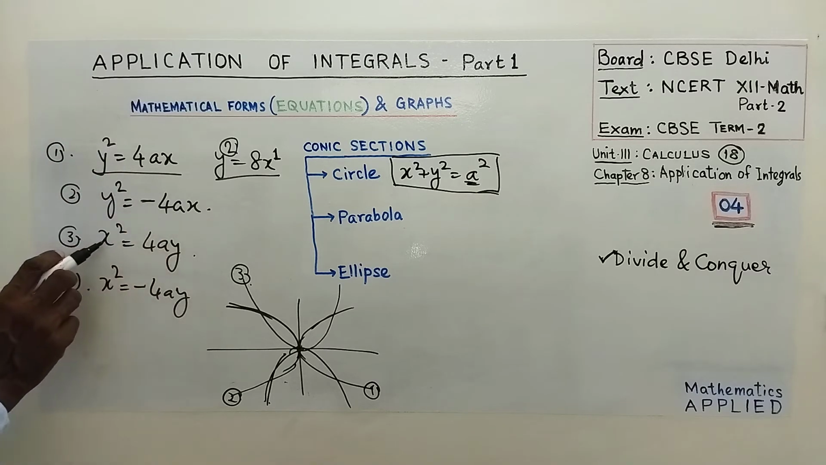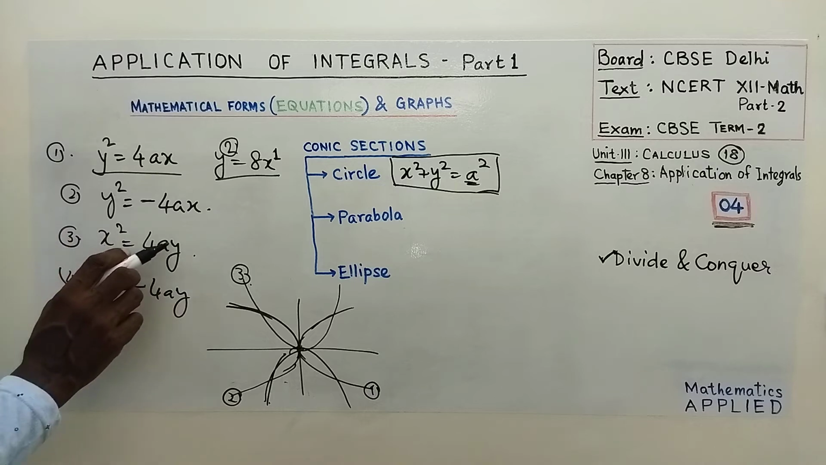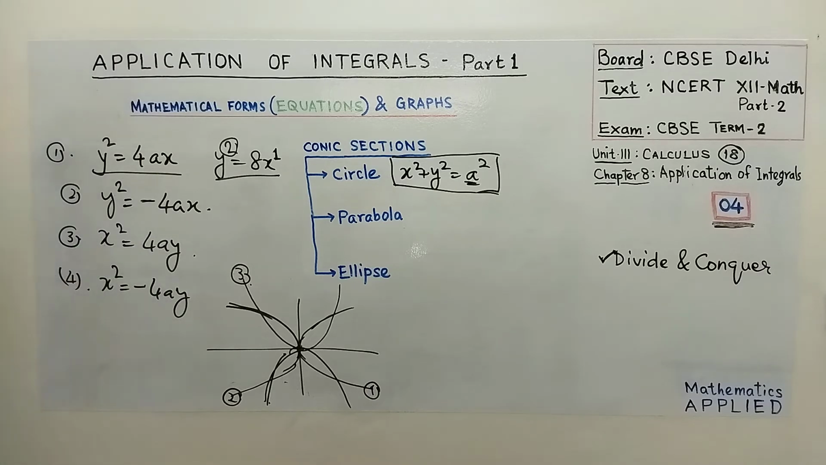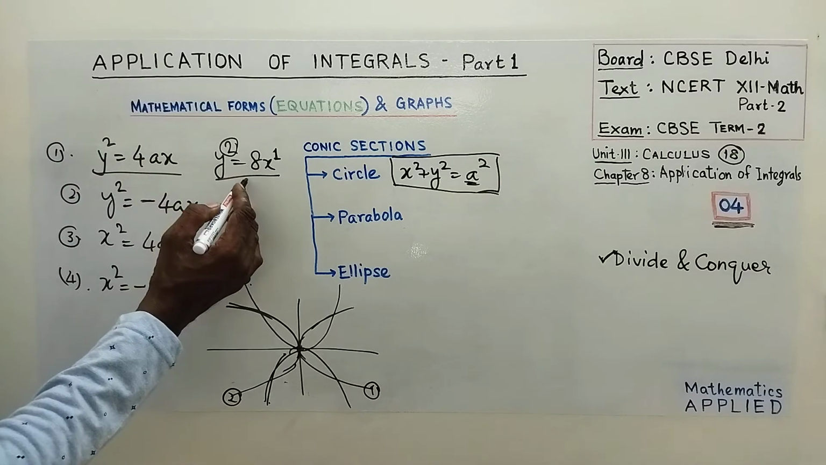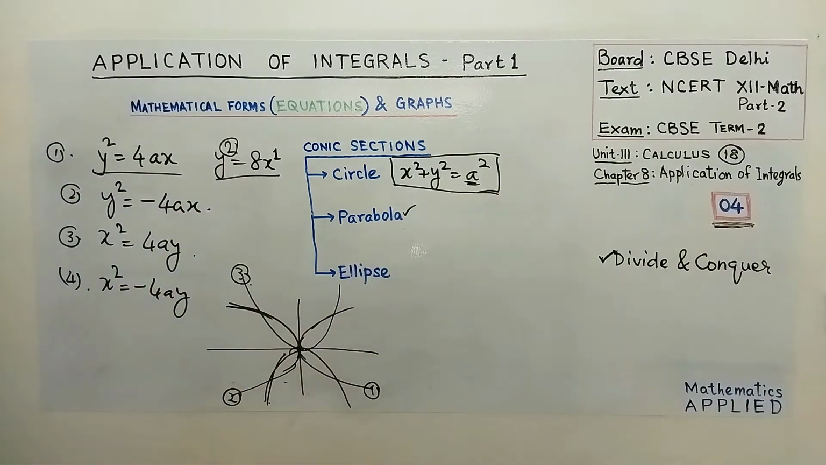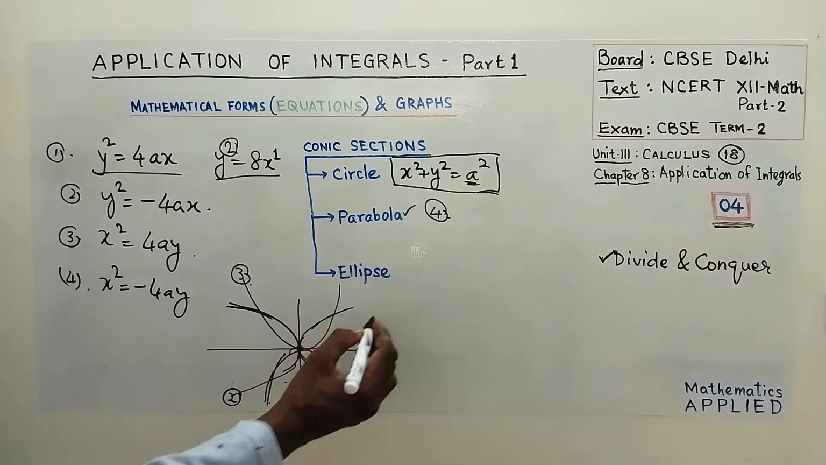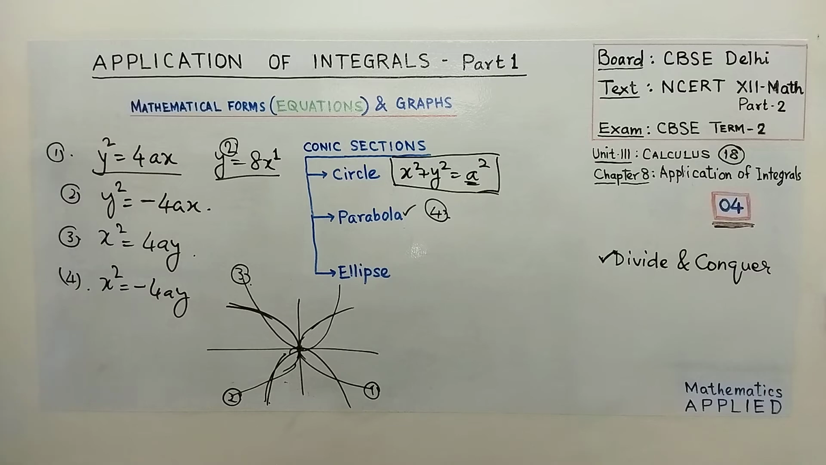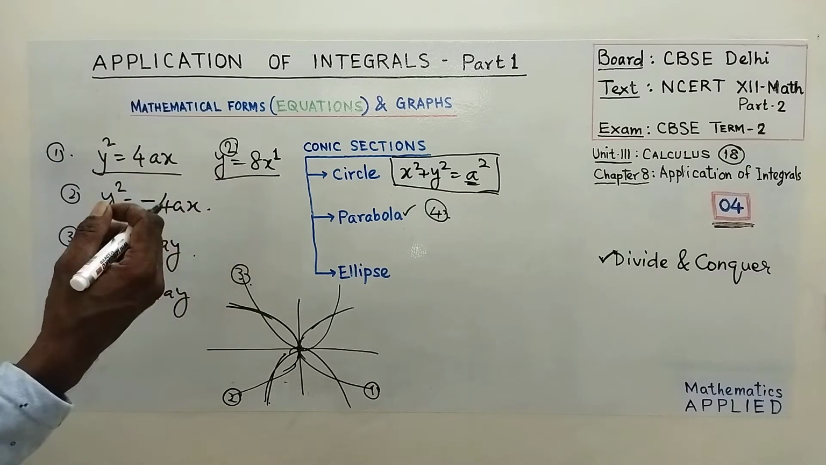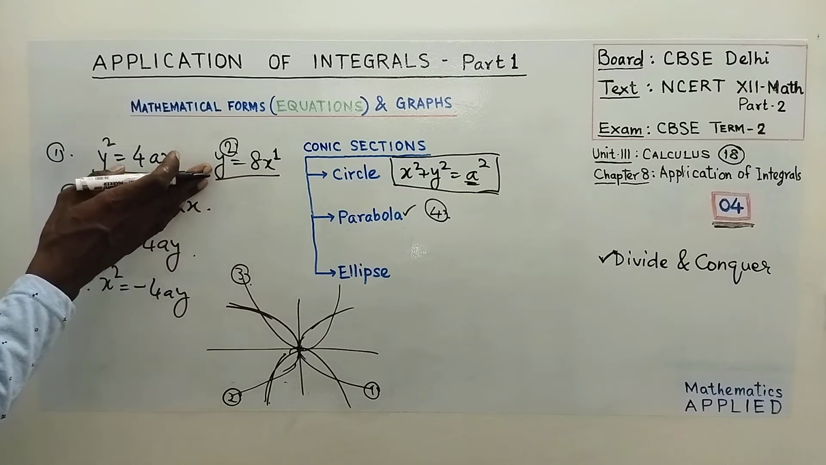Here also the same. Here x has degree 2, y has degree 1. So like that, you know the other one also. If such is the equation, then you understand that it represents a parabola. So for a parabola, you have all these four forms. You should be able to draw the graphs for these.